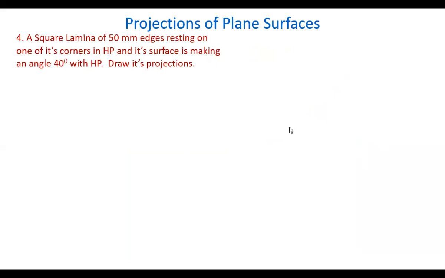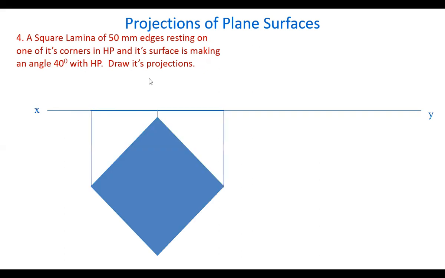Now, let's take another one. Square lamina of 50 mm edges resting on one of its corners. So we want the corner on one side, corner on HP. Because the corner is in HP, it's an indication that almost the plane is in HP. First point. Second, its surface is making angle with the HP. When the surface is making angle with HP, initially you take the plane in the horizontal plane or parallel to the horizontal plane. Okay, so these two indications must be clearly observed.